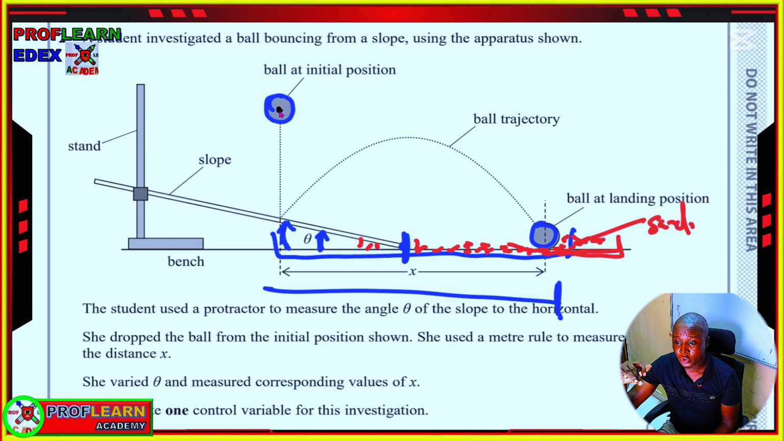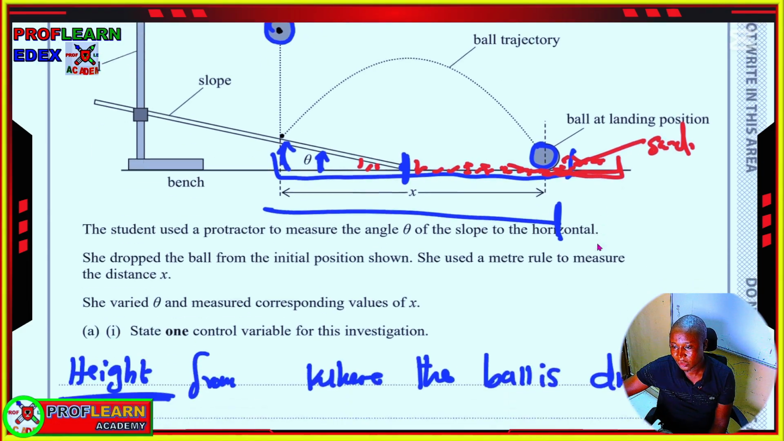That position should be maintained so that the gravitational potential energy, the GPE, is maintained. Because if you raise it higher, it means the ball will have a higher gravitational potential energy. Then it will reach here at a higher speed, so it will bounce more. And that will affect this experiment. So the position from where the ball is released should be kept constant throughout.